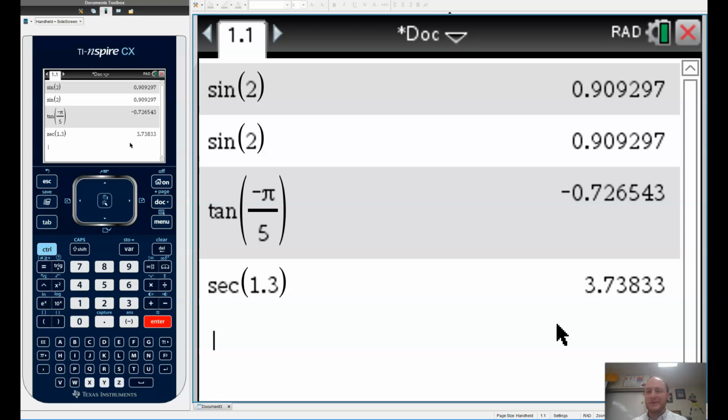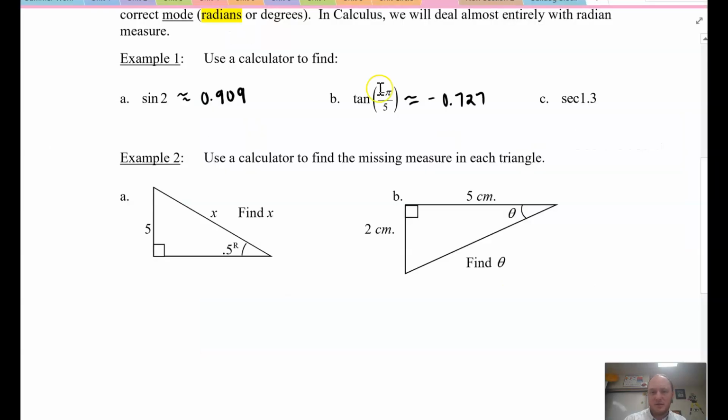Okay, approximately 3.738. All right, there you have it. I mean, that's pretty easy, right? You're just using the trigonometry functions in your calculator.